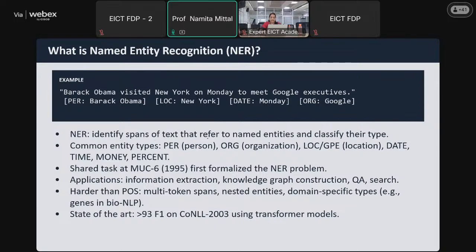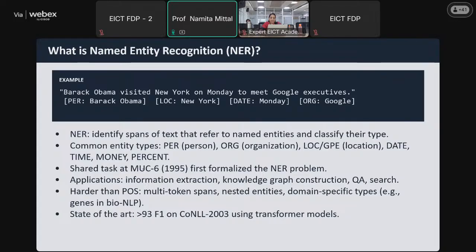Identify spans of text that refer to named entities and specify their type. First, we have to find whether it is an entity, and if it is, then what the type is. Person, organization, location, date, time, money. These are the possible entities. We can have many more others. Keep on digging into it. What is inside that? And how do we classify? The shared task at MUC-6 in 1995 first formalized the NER problem.